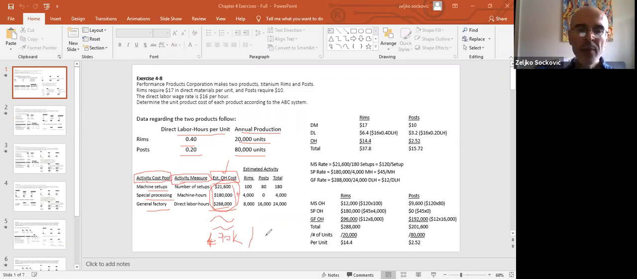And what's the allocation base? Well, you would have to be told what the allocation base is. Now, in this case, would the number of setups be a good allocation base? Probably not. It's too small a number, right? It will be either machine hours or direct labor hours. But would you pick machine hours, for example, here as your allocation base? Why yes and why no? Would you pick machine hours as your allocation base?